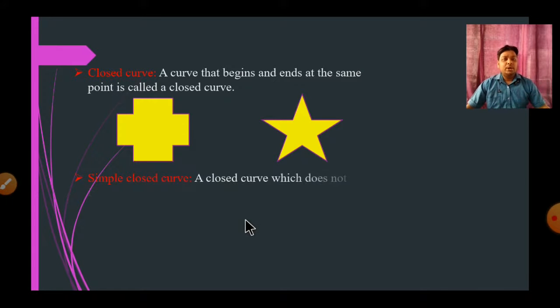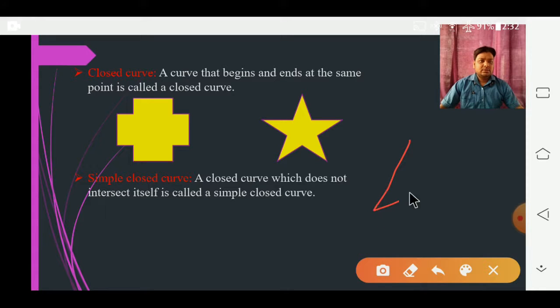Now what is a simple closed curve? A closed curve which does not intersect itself is called a simple closed curve. If you draw a star like this, you can see that these lines are intersecting each other, so we cannot say it is a simple closed curve. Or if you draw a figure like this, it is also not a simple closed curve because these lines are intersecting each other. It is a closed curve, but it is not a simple closed curve.